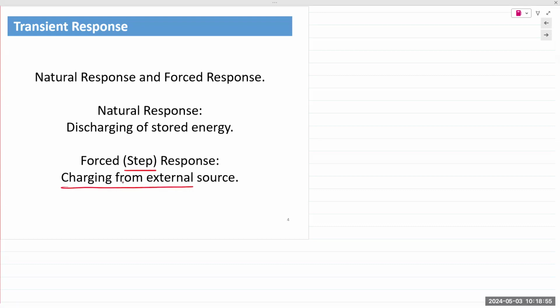And if it has received energy and there is no source connected in the circuit anymore, now it's simply losing the energy out into the circuit, then we call it a natural response because the voltage or current is simply being naturally drained out. And so discharging of the stored energy is referred to as the natural response. So based on natural and forced, we will look at 4 different circuits, 2 each for the inductor and 2 each for the capacitor.